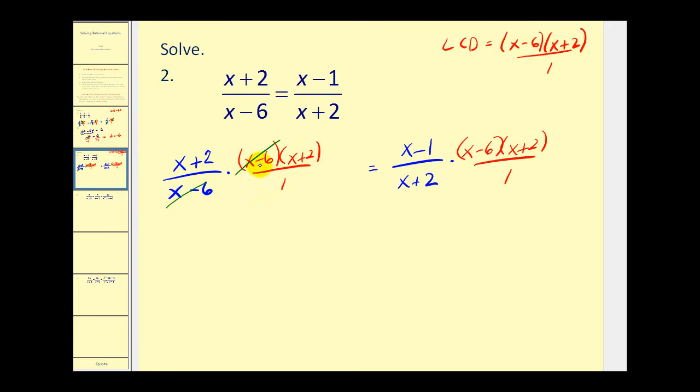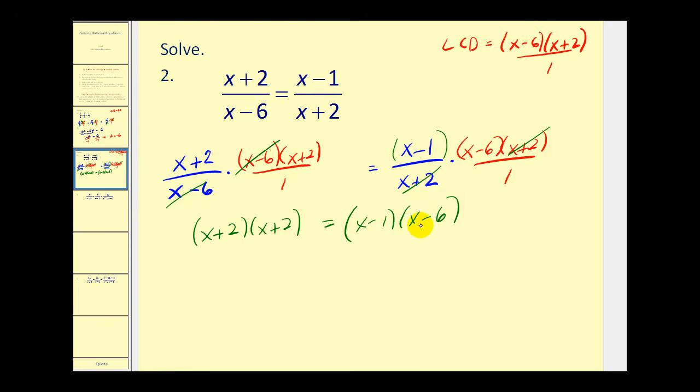Notice we have a common factor of x minus 6 here. So we're left with x plus 2 times x plus 2 must equal. Over here we have an x plus 2 on top, x plus 2 on the bottom. So we're left with x minus 1 times x minus 6. So the fractions are gone, but now we have to multiply this out and solve for x.